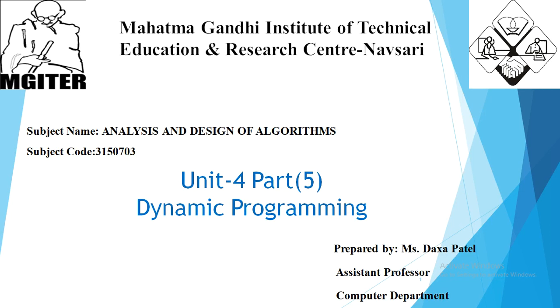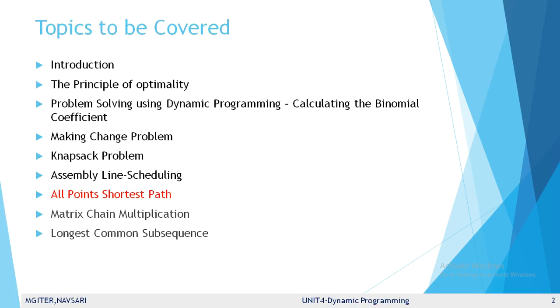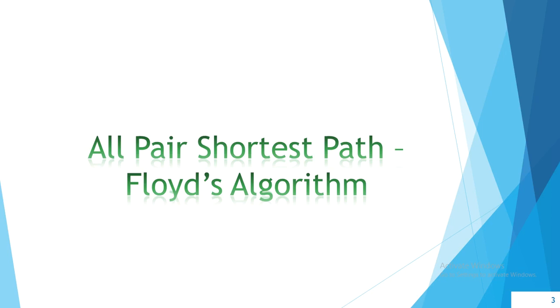Center, Navsari. Today we are going to learn about part 5 of unit number 4, in which we are going to discuss the all pair shortest path, which is also known as the Floyd-Warshall algorithm. First of all, we introduce the all pair shortest path. All pair shortest path means we find the shortest path between every pair of vertices of a given graph. The algorithm works for both directed and undirected graphs.